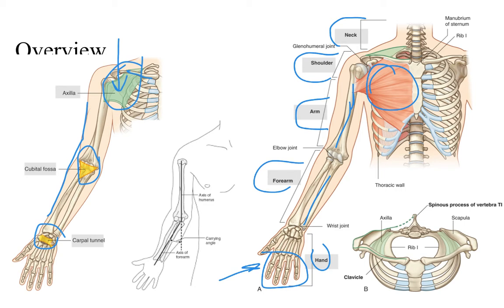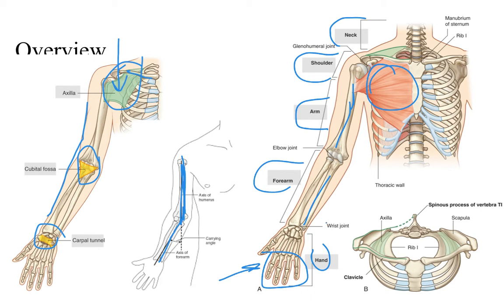So if you stand in anatomical position with your arm straight down, naturally there is going to be an angle at which the arm deviates outward, and that is called our carrying angle. And normally the carrying angle should be within a range of about 5 to 15 degrees from this vertical line.